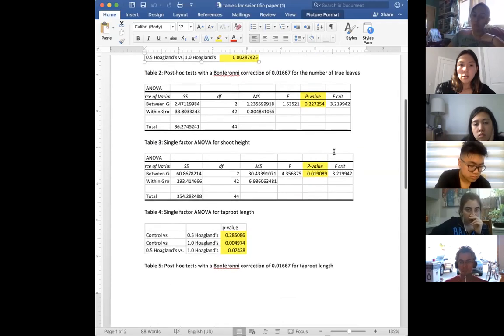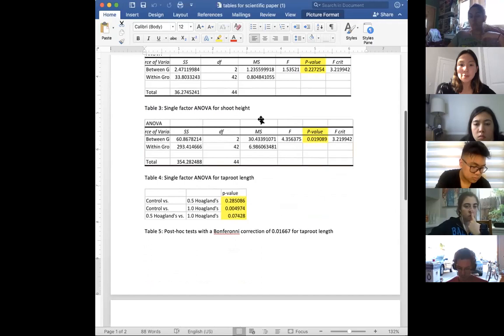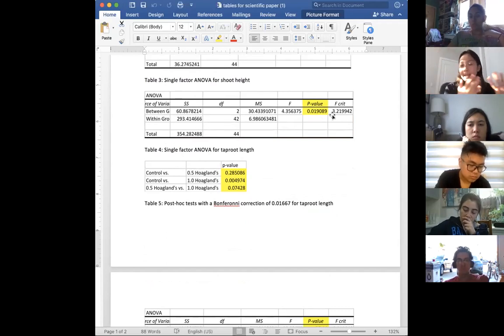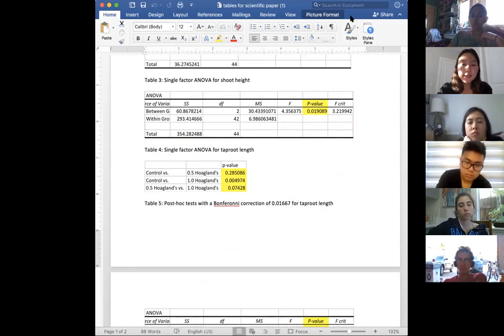And then your third table will be whatever the next ANOVA table is. In this case, I have shoot height. But remember, for shoot height, because the p-value was greater than 0.05, you did not need to run a post hoc test. So from there, I would move on into the next table, which in my case, I have taproot length. Again, you only want the bottom portion of the ANOVA table. So the part of the table that has the p-value, which I have highlighted here. You do not need to include the portion that displays the means and the variance, etc. You can forget about, well, not forget about that part, but at least for the next ANOVA table, only the part that displays the p-value. Does that make sense? Okay. So that will be your next table.